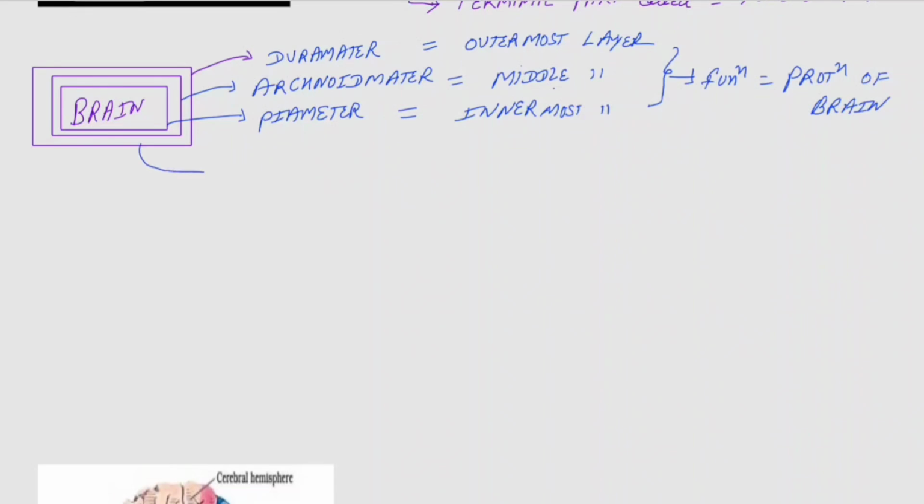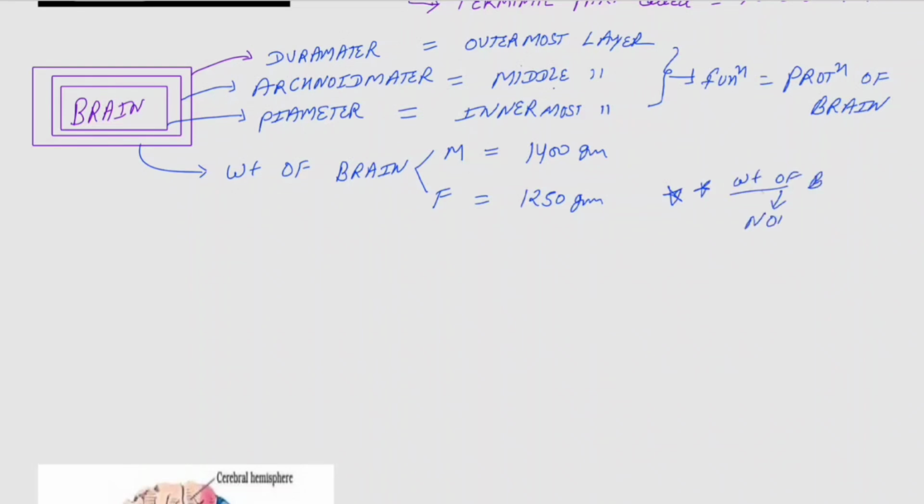Now let's talk about the weight of the brain. Males have 1400 grams and females have 1250 grams of brain weight. And the most important point is that the weight of the brain does not represent intelligence, because in case of intelligence, male is equal to female. Clear?